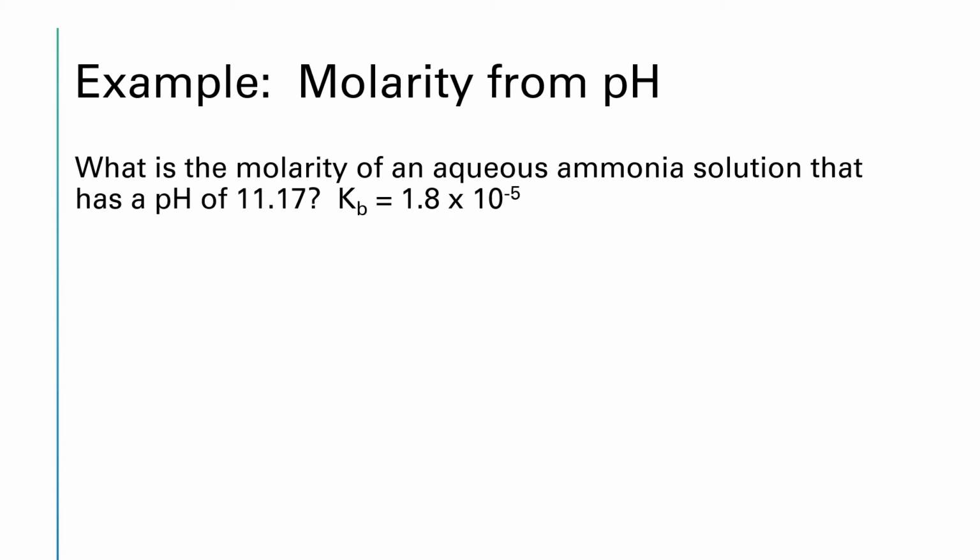This problem is asking us to find the initial molarity of ammonia in an ammonia solution with a pH of 11.17. This is very similar to the problem that we just worked, but in reverse. We're given the pH and we're asked to go backwards to the initial molarity, whereas in the previous problem we were given that initial molarity and asked to find the pH. It's the same reaction. It'll be ammonia plus water in equilibrium with the ammonium ion plus the hydroxide ion.